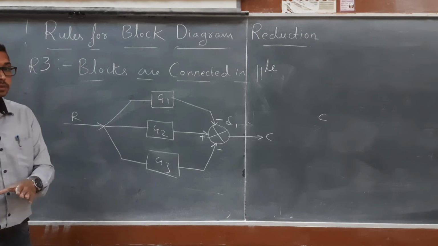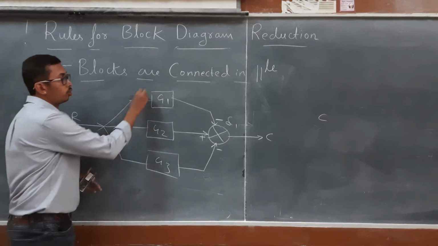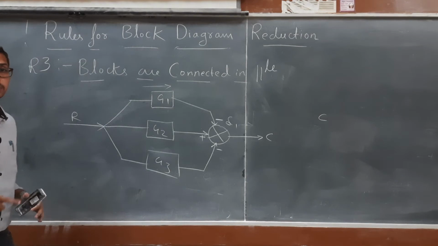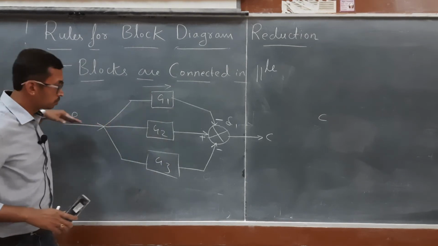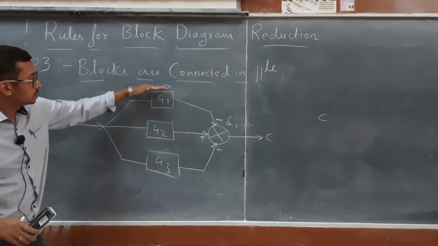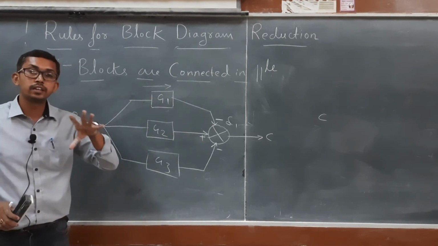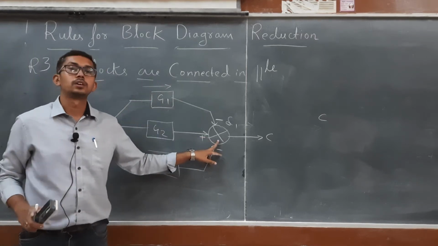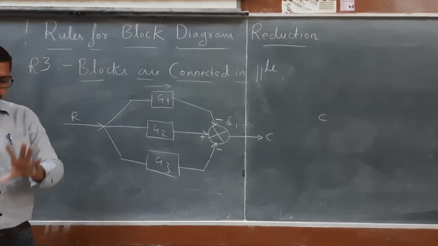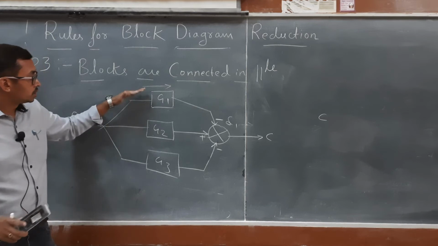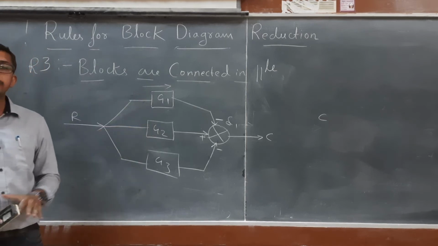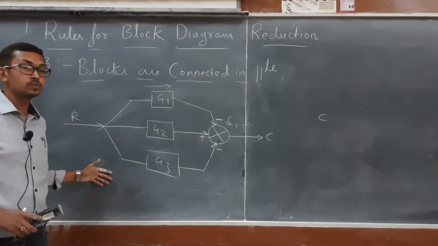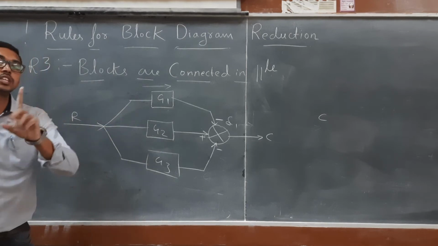Okay, so how can it be said they are in parallel? See these three, the flow of signal is in the same direction. That is very much important. The flow of signal must be in the same direction, and these three are connected in parallel, and all the signals are meeting at one common summing point. Then only we can say these three blocks are connected in parallel. So if we find this type of situation in problems, we need to reduce this into a single block.